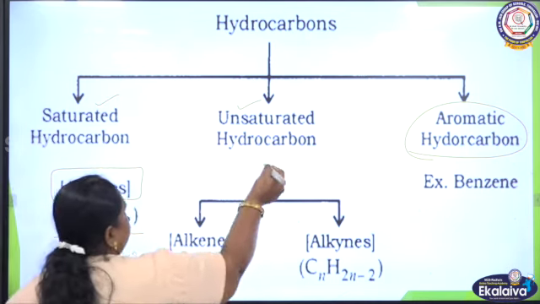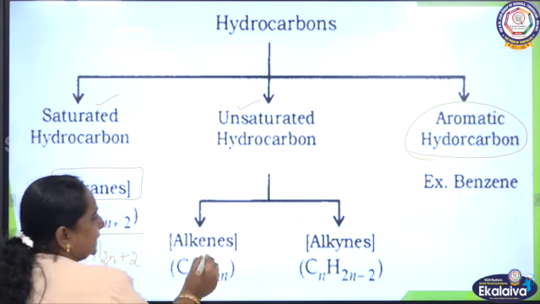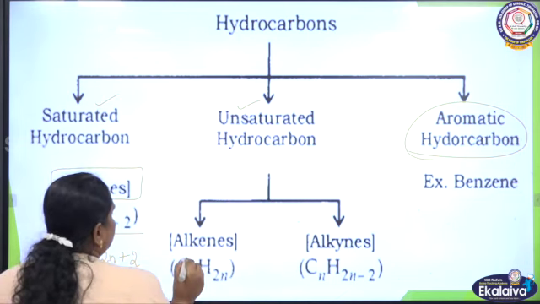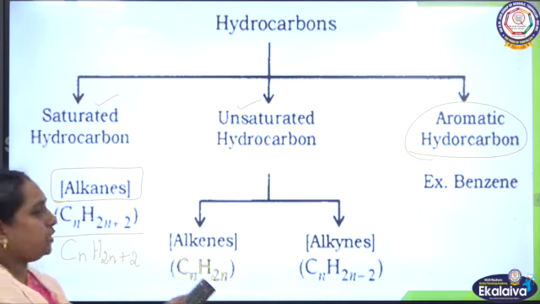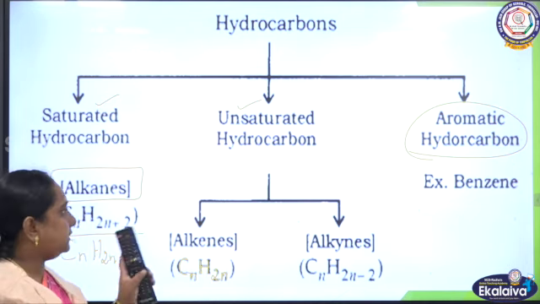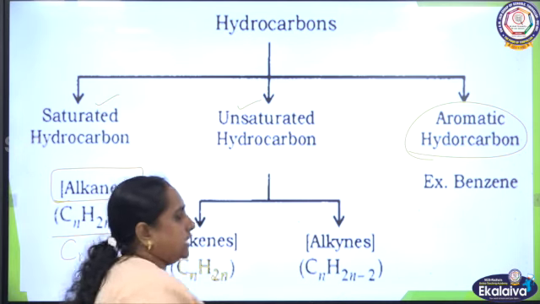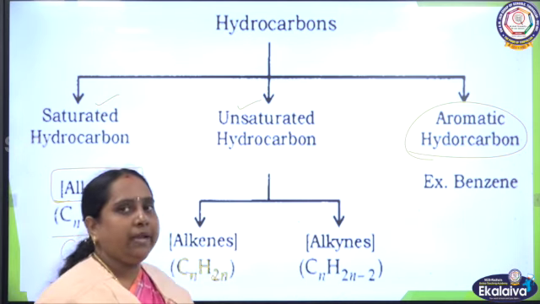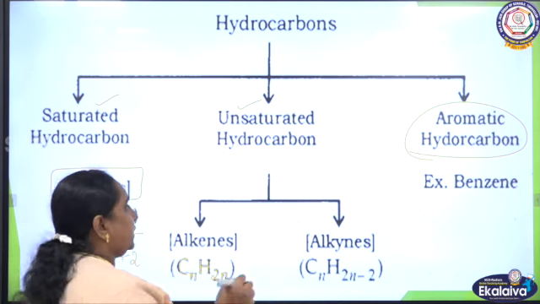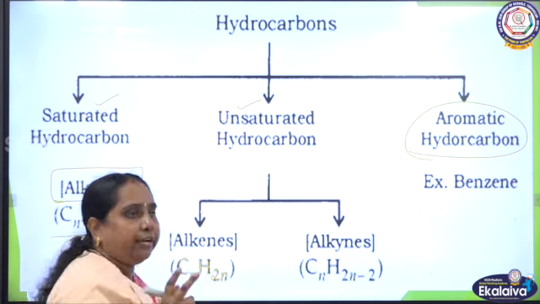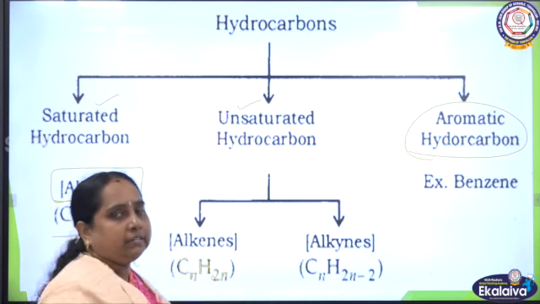Whereas unsaturated hydrocarbons are of 2 types, alkenes and alkynes. Alkenes have the formula CnH2n, which shows that compared to alkanes, 2 number of hydrogen will be lesser than the previous one. And alkynes have the general formula CnH2n minus 2, which means if you take the number of hydrogen, it will be getting reduced by 2 units from alkanes to alkynes.